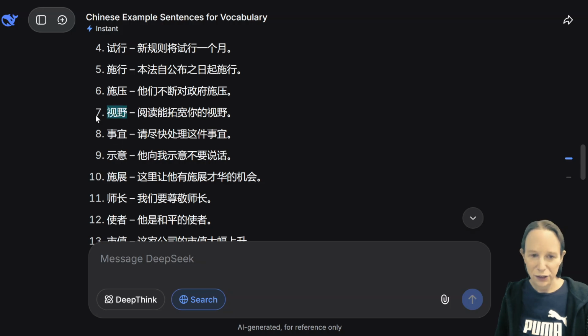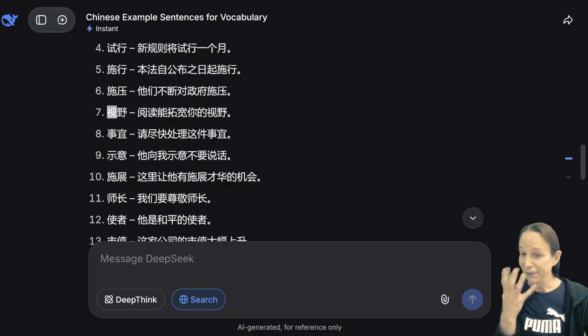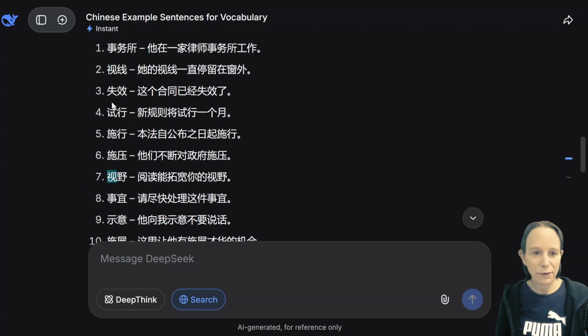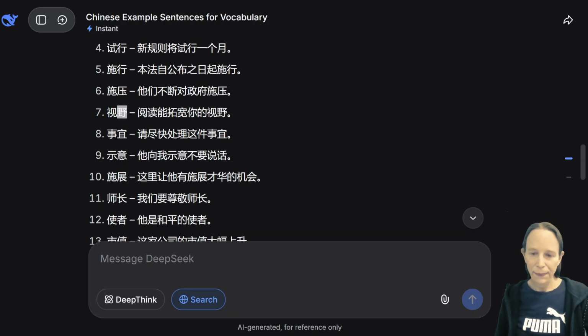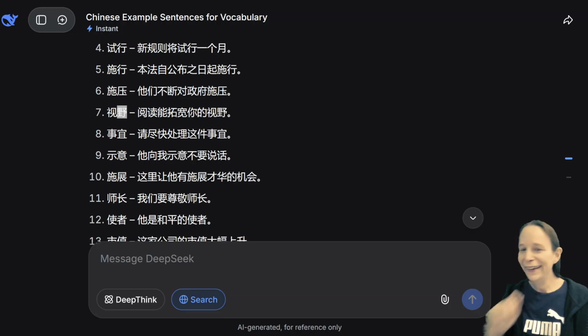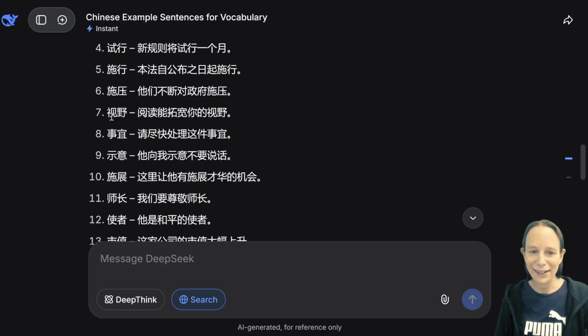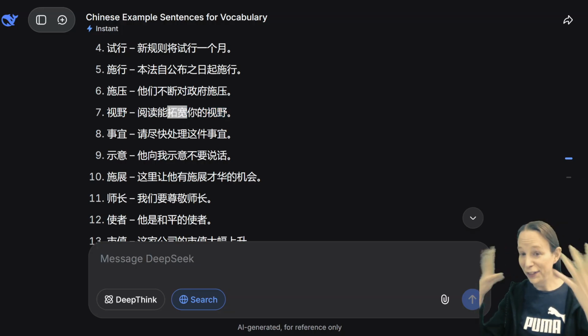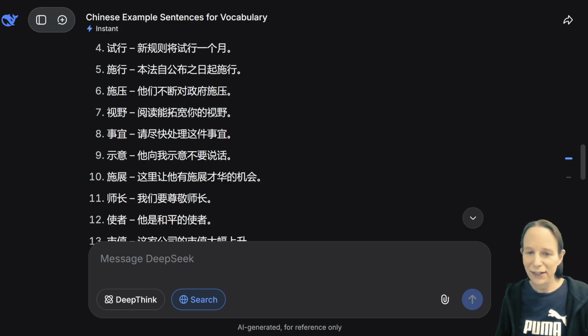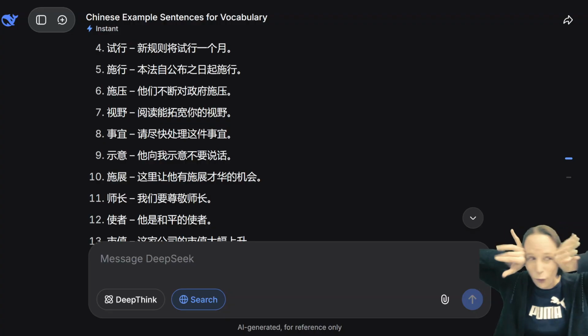All right, 视野. Maybe you can guess what this is, but 视 is vision. So we saw this with 视线. Yeah, vision. Here 野 would mean field, 田野, or the wild. Actually, maybe that's not so easy to guess if you don't know it. Field of vision, right? 阅读能拓宽你的视野. So reading can widen your field of vision. So obviously here it's used figuratively. It's not making you see more.